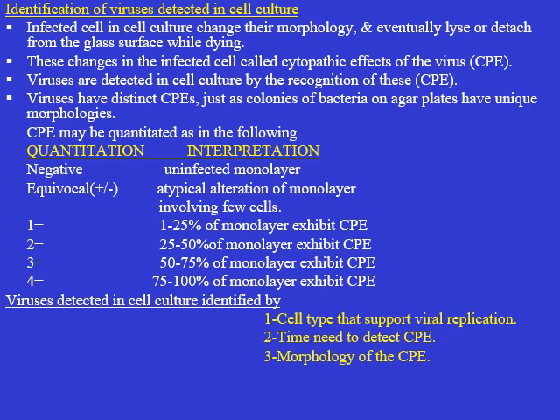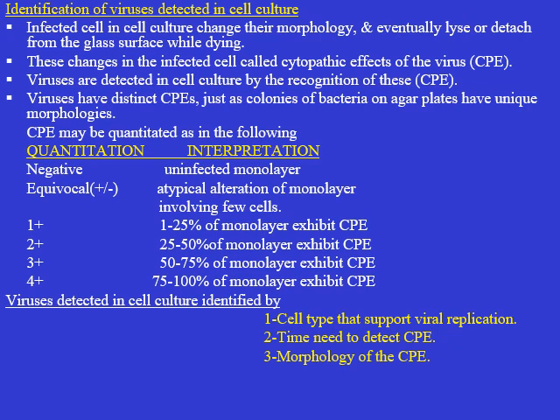For the identification of the viruses in cell culture, in order to identify the virus that grows in the cell culture, the infected cells in the cell culture change their morphology and eventually lyse or detach, that is, elevate from the surface of the glass while dying. These changes in the infected cell are called the cytopathic effects of the virus, the CPE.